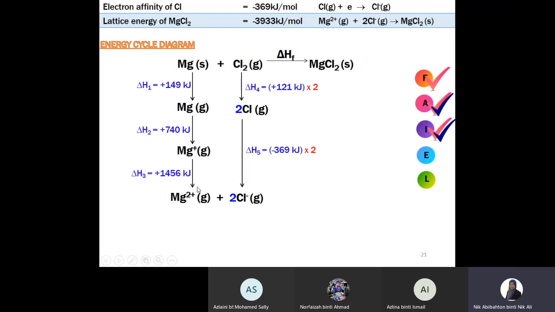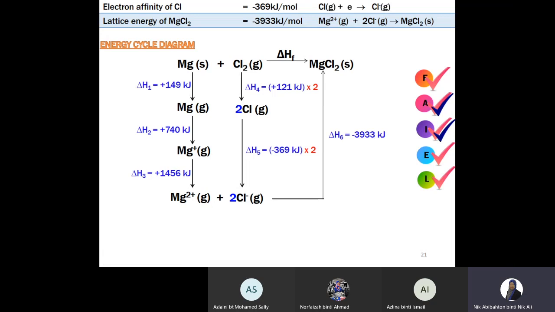Since magnesium has 2 ionization energies, 1 and 2, they'll have a big gap here. So when they have a big gap, for the chlorine you just make the arrow longer. Then you can produce the magnesium ion with 1 line, and complete your cycle by connecting the lattice energy from the magnesium ion with the chloride ion, which will produce MgCl2 solid. Then label the value of the enthalpy, negative 3933 kilojoule.